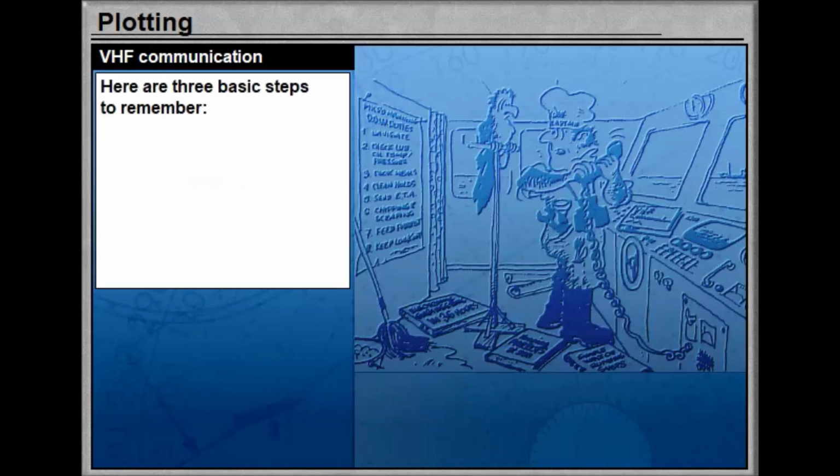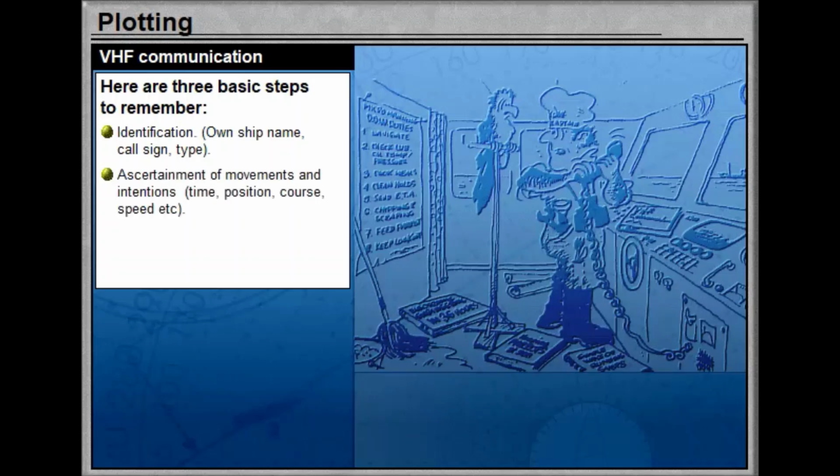Here are 3 basic steps to remember: identification, own ship name, call sign, type. Ascertainment of movements and intentions, time, position, course, speed, etc. Disengagement, indicating both vessels have recognised the action completed.